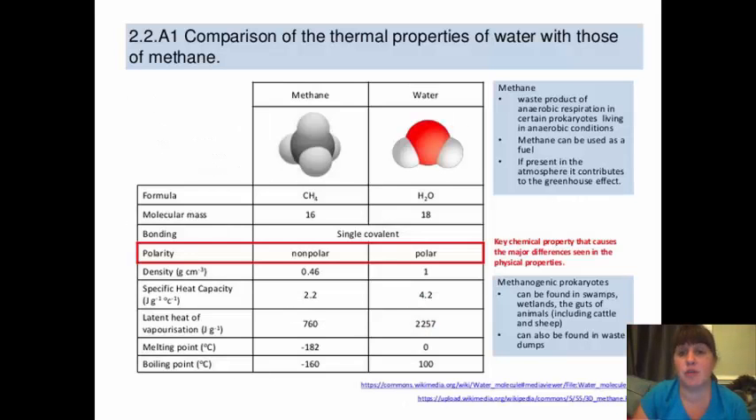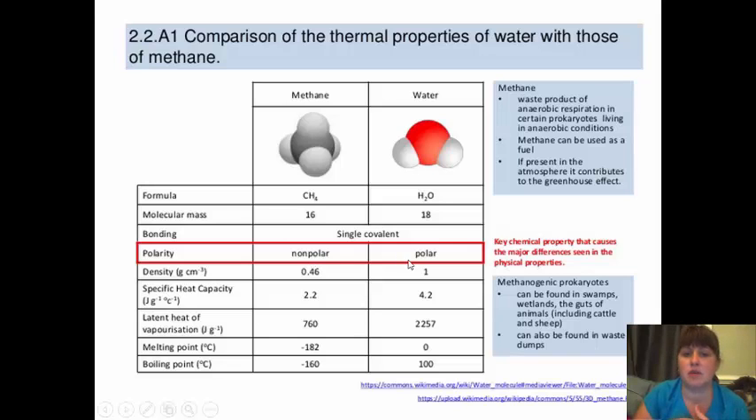So the last thing we want to do is compare the thermal properties of water with those of methane. And why do we want to do that? Well, water and methane are both very small molecules, and they're both molecules with atoms that are linked by single covalent bonds. Methane is a central carbon surrounded by 4 individual covalently bonded hydrogens, and then water is our central oxygen with 2 hydrogens covalently bonded to it. But the water is polar and can form hydrogen bonds. Methane, on the other hand, is a nonpolar molecule and can't form hydrogen bonds.